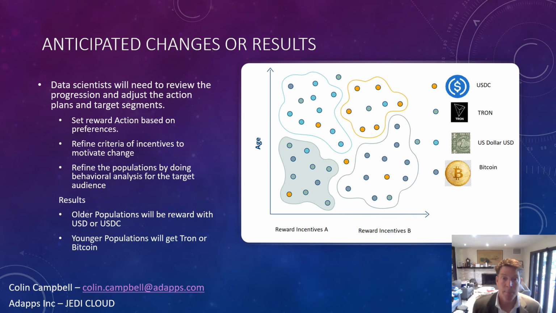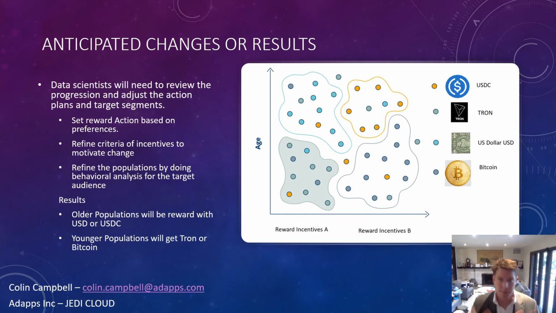So the anticipated changes or results. Data scientists will need to review the progression and adjust the action plans and targets. They would need to set an action based on preferences. They have to put that in there. They have to refine the criteria of the incentives to motivate change. And then they would also need to be able to refine the populations by doing behavioral analysis for target audiences. You could bring in demographic data and location data.